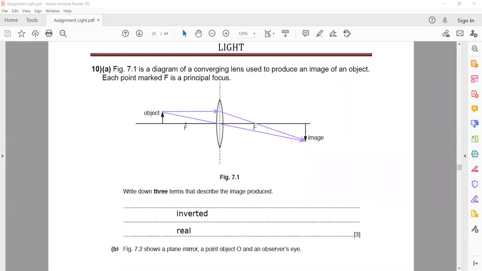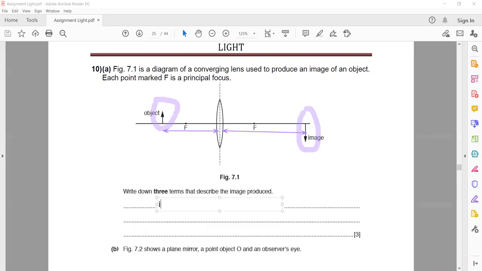And when you compare the size, no, not the same distance. This is not a mirror. You can measure the distance here and you will find it's not the same. It's different. You can see the size of the image is bigger, larger as compared to the size of the object. So the 3 characteristics of this image: it is inverted, it is real, and it is enlarged or bigger than the object.